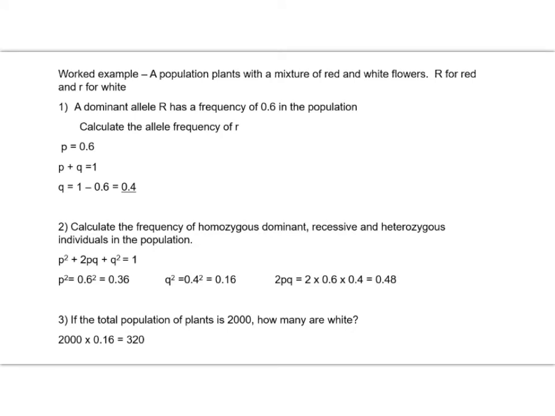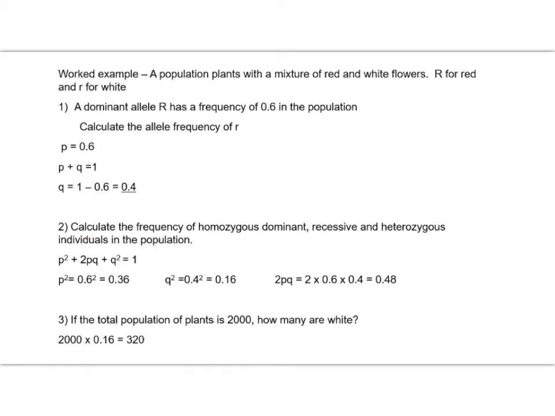So these questions are more straightforward than you usually get in an exam, just to ease us into it. We've got a population of plants with a mixture of red and white flowers. We've got dominant R for red and little r for white. We're told in this question that dominant allele R has a frequency of 0.6. Well, that is an allele frequency, so that's a p or a q, and this is dominant, so it's p. So p is equal to 0.6. We know this equation. Rearrange the equation, and that must mean that q is equal to 0.4.